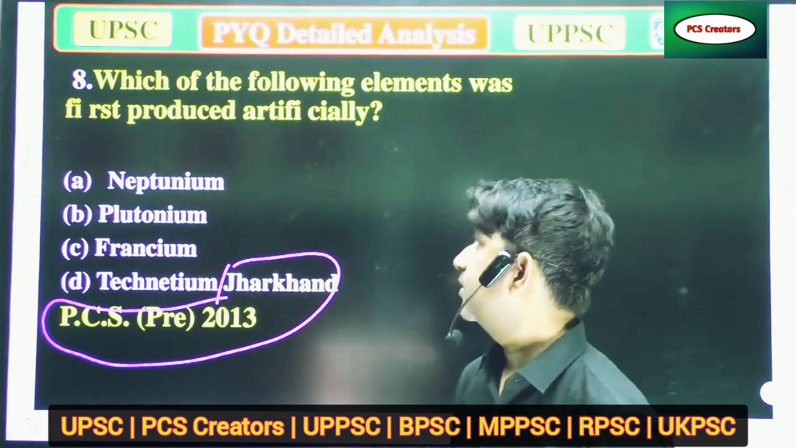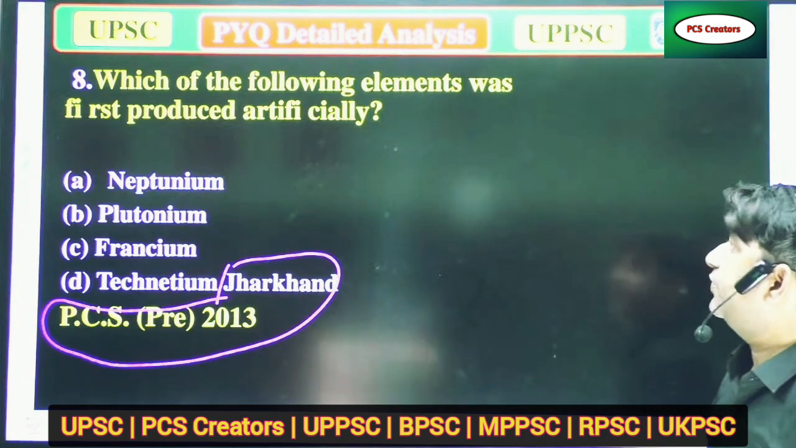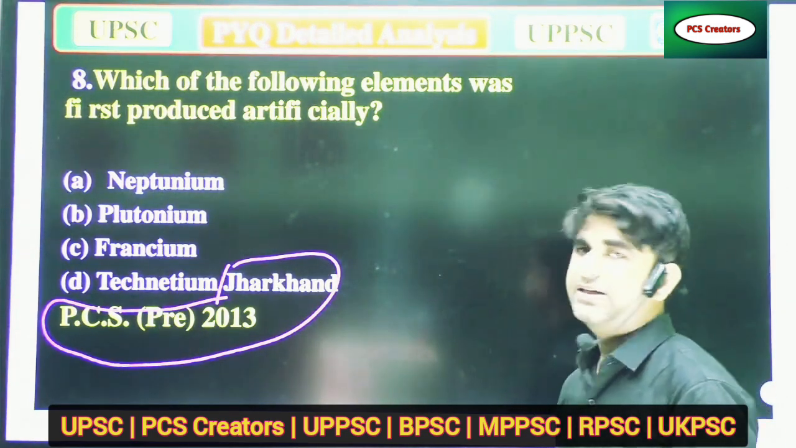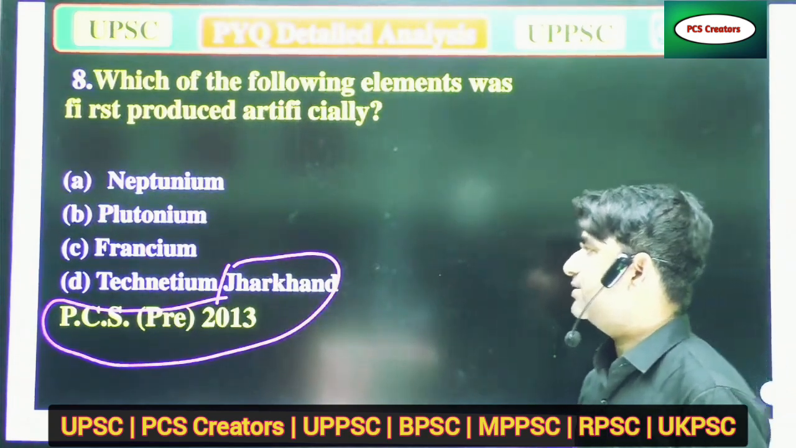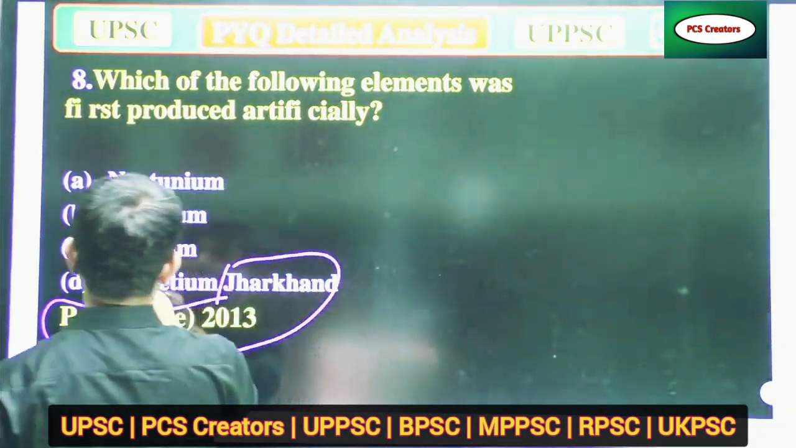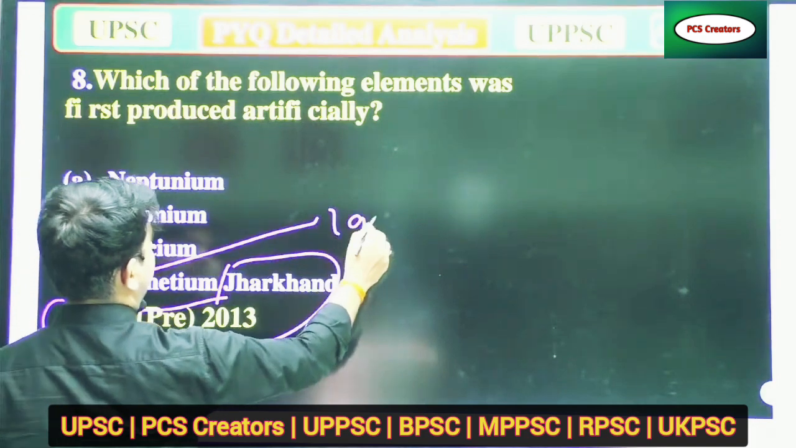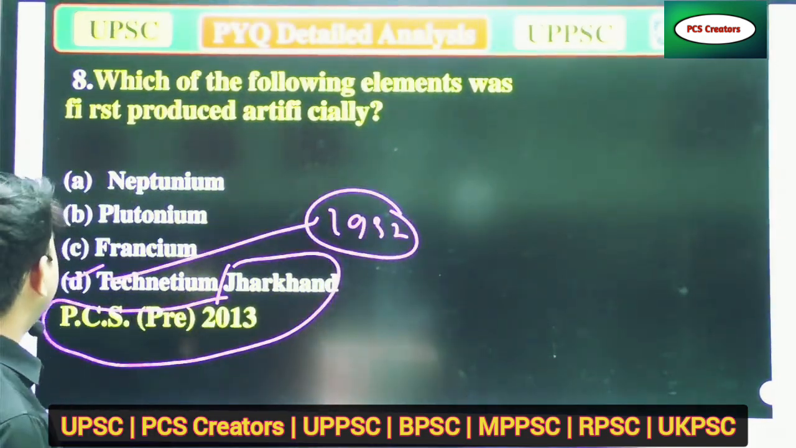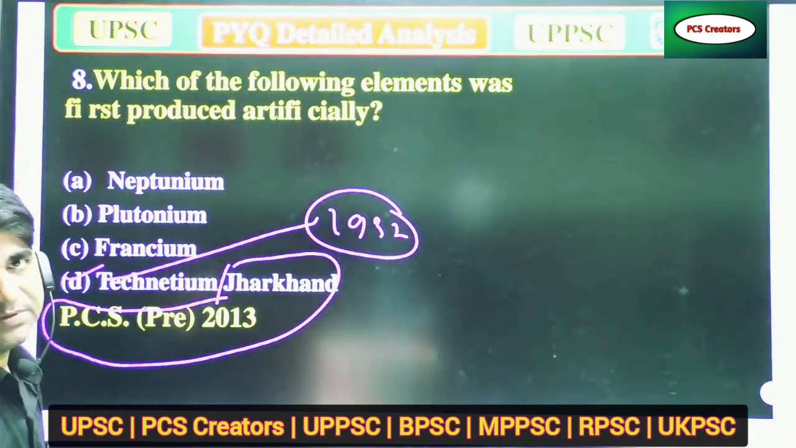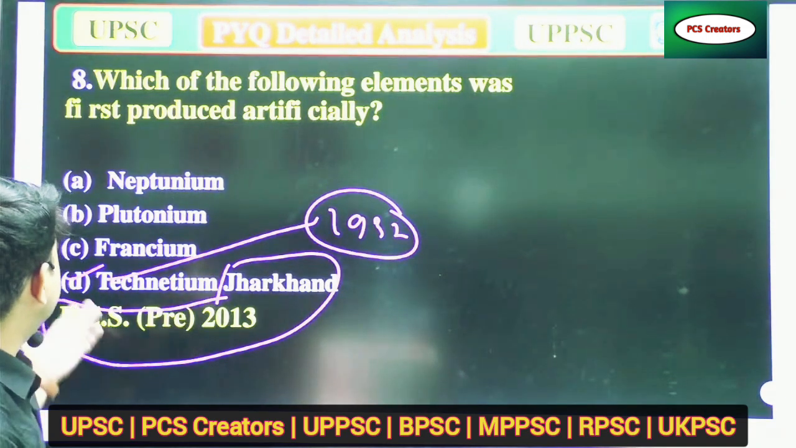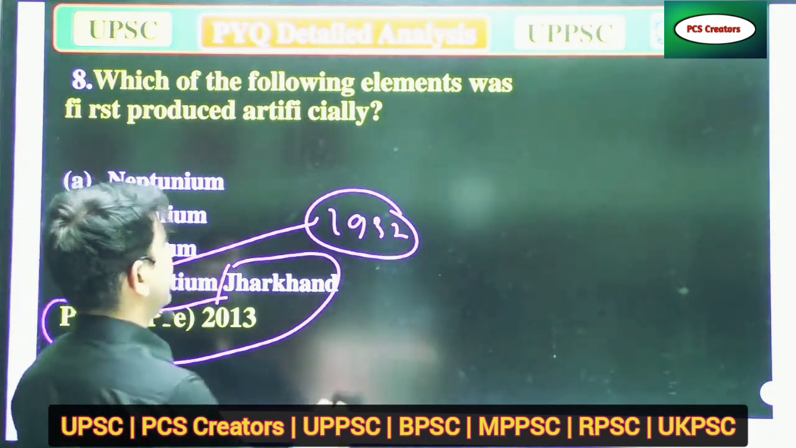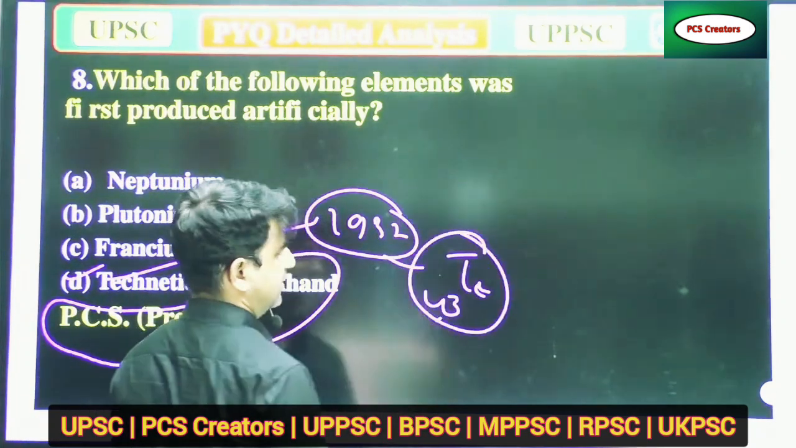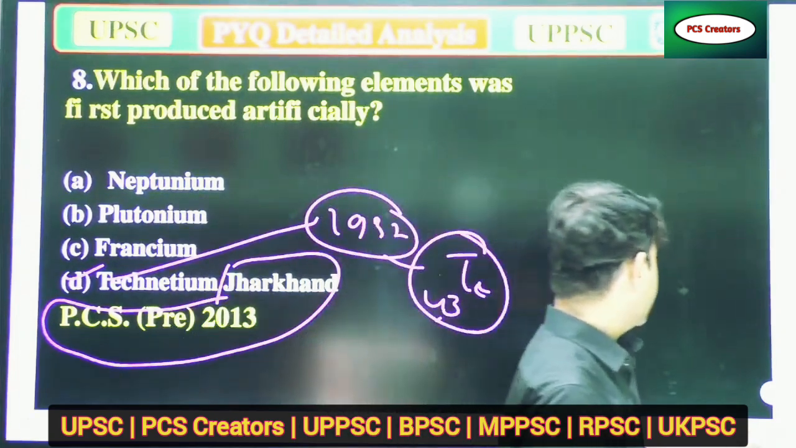So as I'm saying, which of the following elements was first produced artificially? A, neptunium, B, plutonium, C, francium, and D, technetium. The correct answer is technetium, because in 1937 it was the first element which was prepared in the chemical labs. So option D is correct, and the symbol is, I think, Tc, and its atomic number is about 43. That will be enough for you. Now we'll move to the next question.